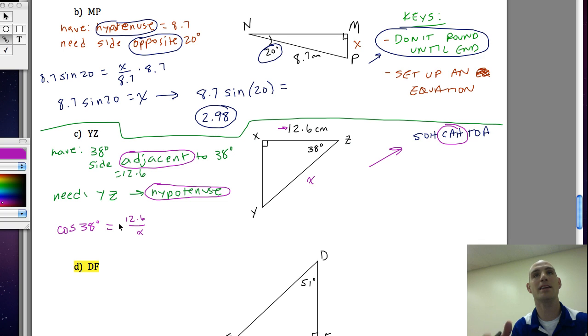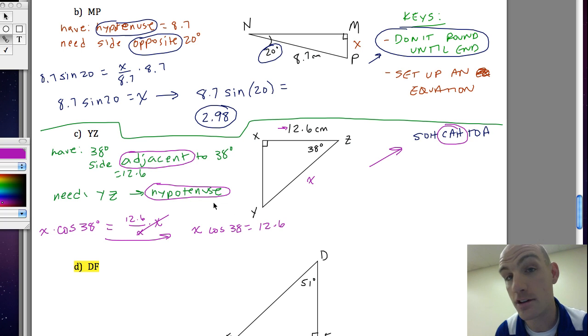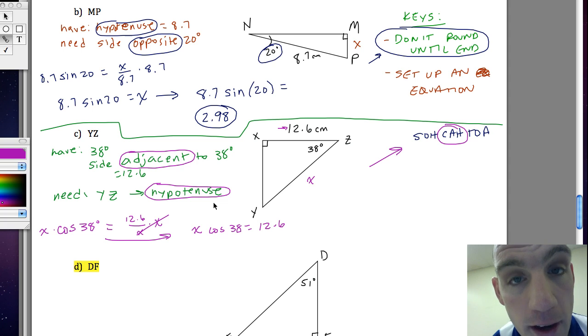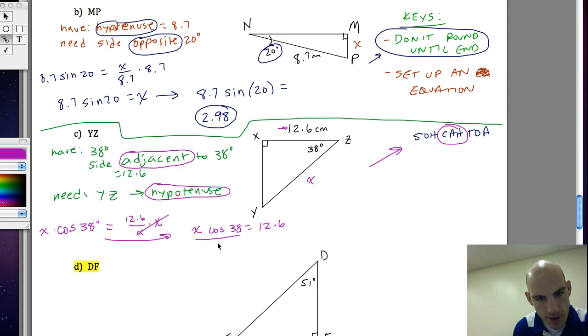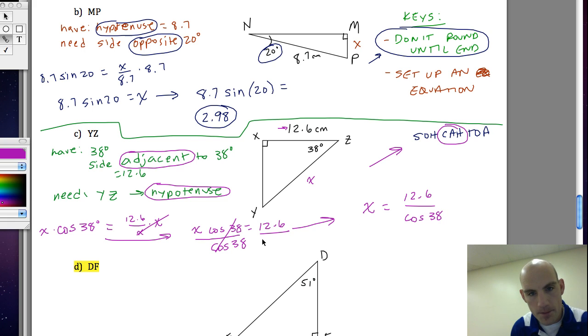Notice this looks exactly like the first one that we did, except that we're using cosine. So we need to solve for x by multiplying by x on both sides. X goes away. Look at what I've got. X cosine 38 equals 12.6. And guess what? I'm not rounding until the end. I will divide by cosine 38 on both sides. So therefore, x equals 12.6 divided by cosine of 38.